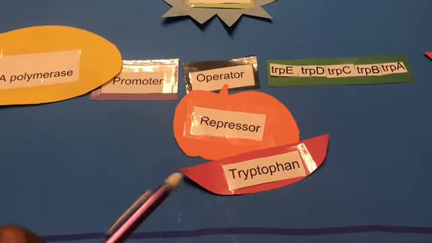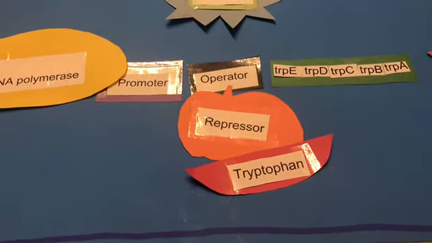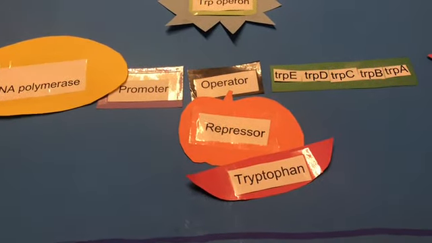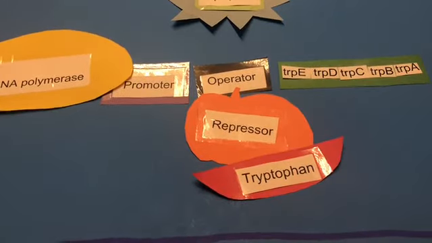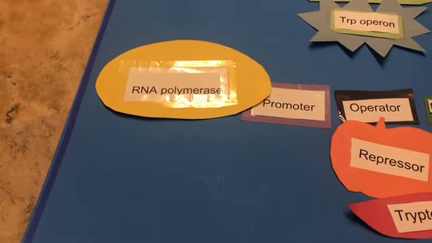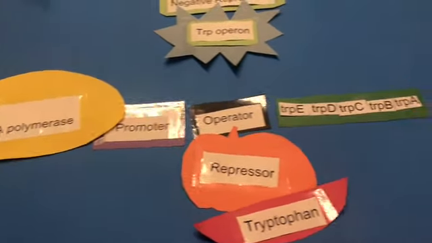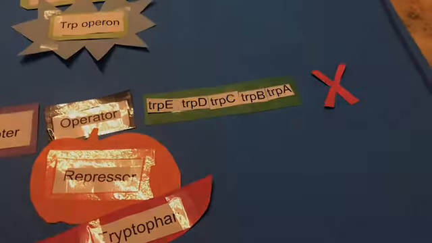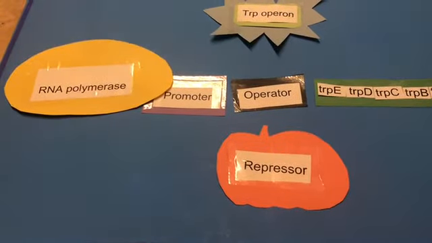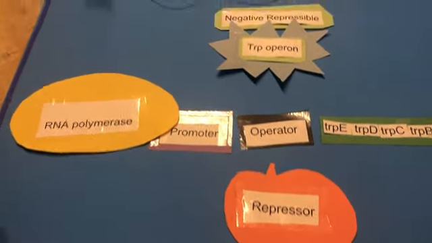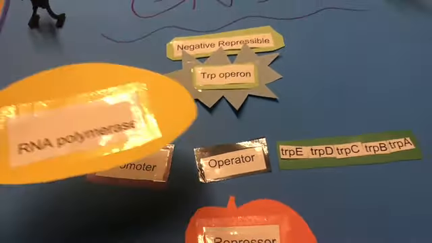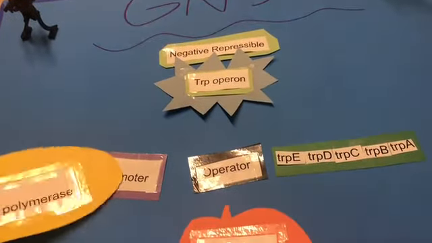When there is a large amount of tryptophan, which represents a small molecule, the tryptophan binds to a TRP repressor protein at the operator sequence. This physically blocks the RNA polymerase from transcribing the tryptophan genes. When tryptophan is absent, the repressor protein does not bind to the operator, and RNA polymerase synthesis continues, and then the genes are transcribed.